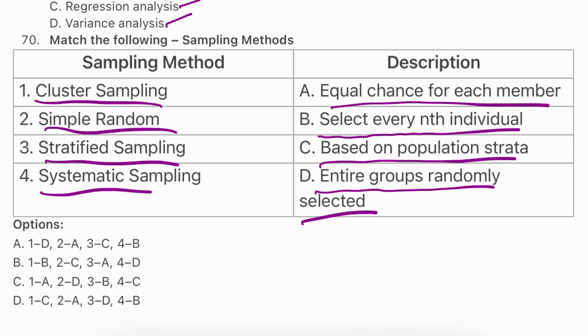The answer will be, for the simple random sampling, each and everyone gets an equal chance of participation. So 2 will be A. If 2 is A, entire group randomly selected comes under the cluster sampling. Randomly we are selecting the group. So first is D. Then stratified sampling is nothing but making strata or groups in the sample, so 3 is C. Systematic sampling is B. Select every individual. So the answer is A.